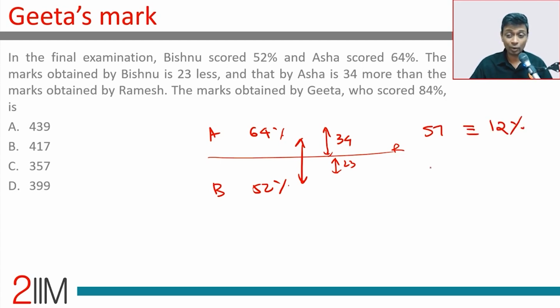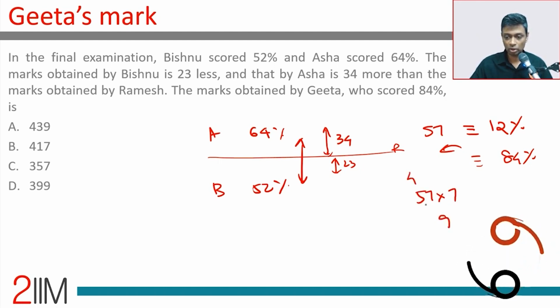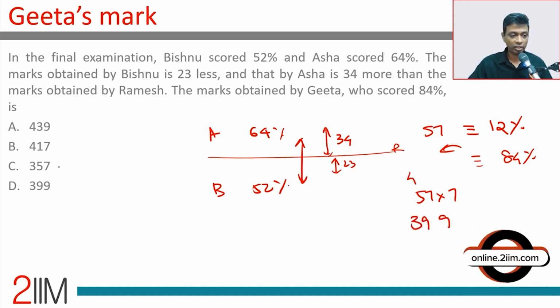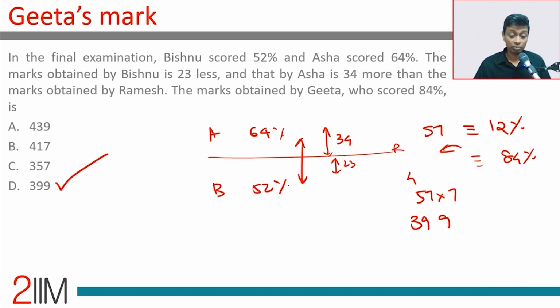The marks obtained by Geeta, who scored 84%. That's it. 12 into 7 is 84. We just have to do 57 into 7. 7 7s are 49. 9 4 35 plus 4 39, 399. Ratios and thinking about structuring it differently makes life a breeze.